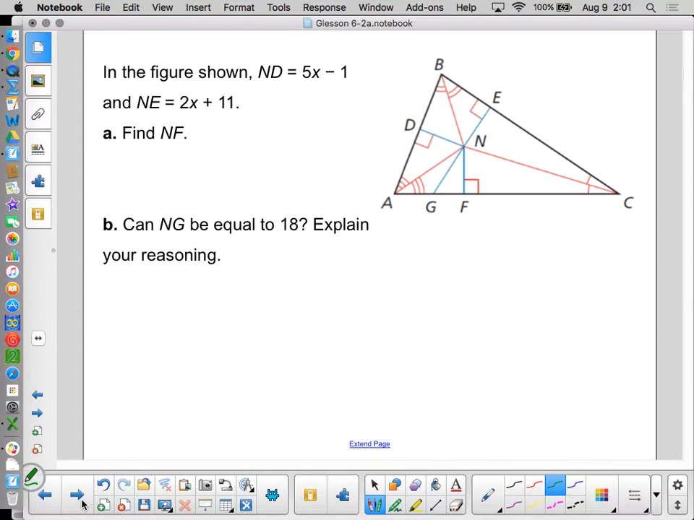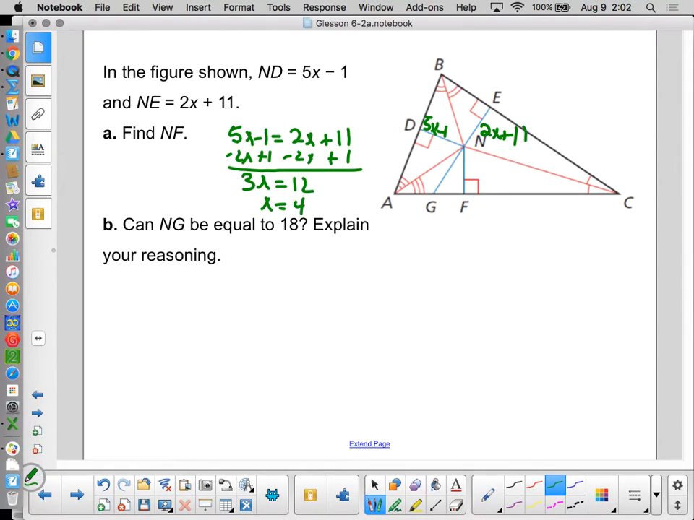Very quickly then I can set up, if ND is 5x minus 1, and NE is 2x plus 11, it says find NF, which has to be the same as ND and NE. So I'm going to have to solve for x. So 5x minus 1 equals 2x plus 11. Minus 2x, plus 1. I get 3x equals 12. So x is 4. So now NE is 2 times 4 plus 11, or 8 plus 11, or 19, and NF must be the same.